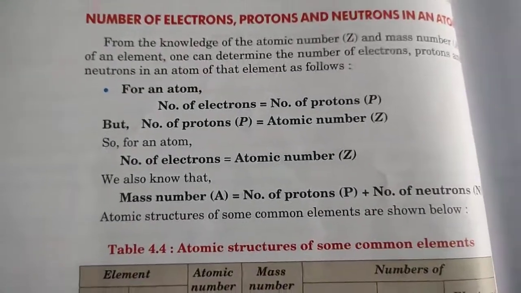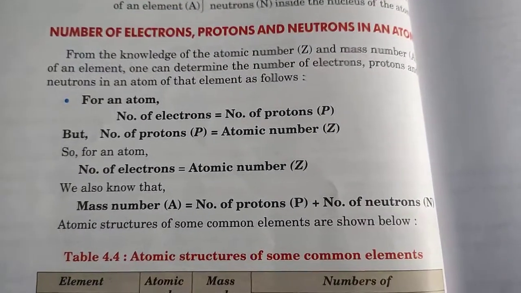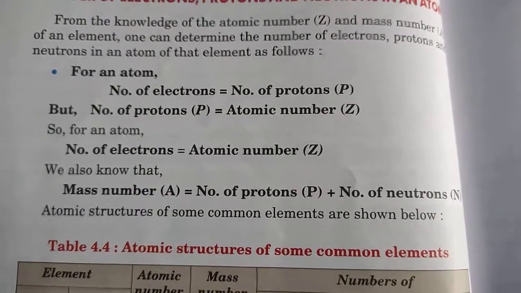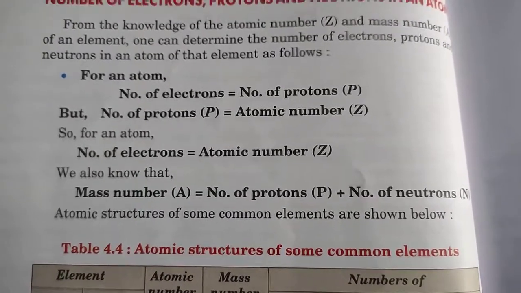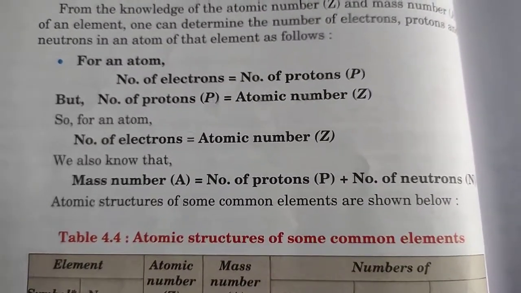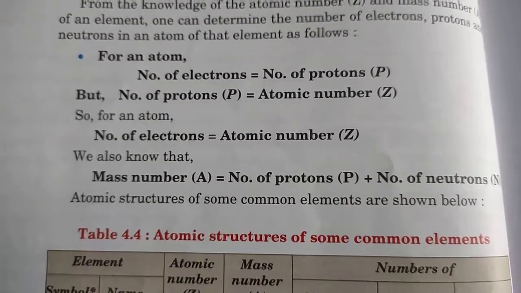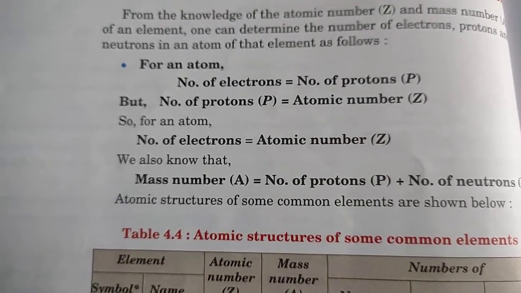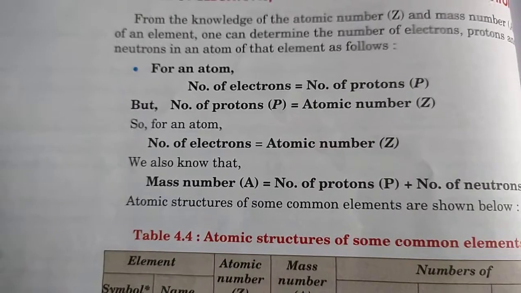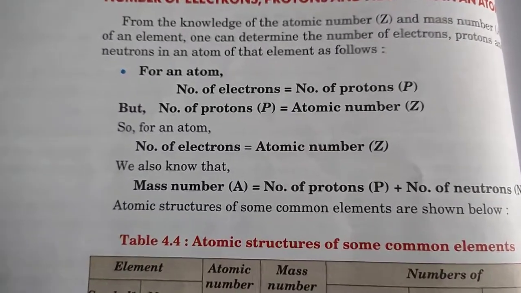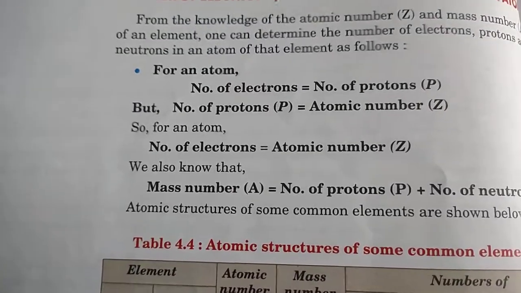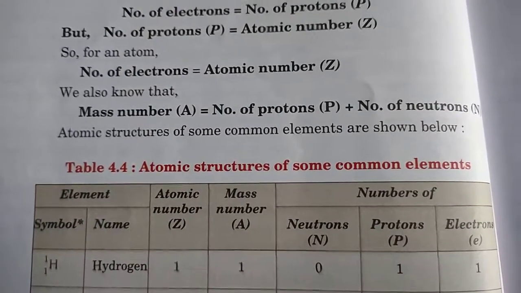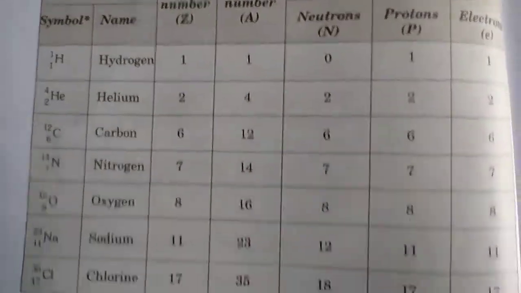Now how will you find the number of electrons, protons and neutrons in an atom? For an atom, the number of electrons is equal to the number of protons, as an atom is electrically neutral. And you know that the number of protons is equal to the atomic number, which is written down of any element. So for an atom, the number of electrons is equal to the atomic number. Mass number is also the number of protons plus the number of neutrons. Now you solve this type of question.